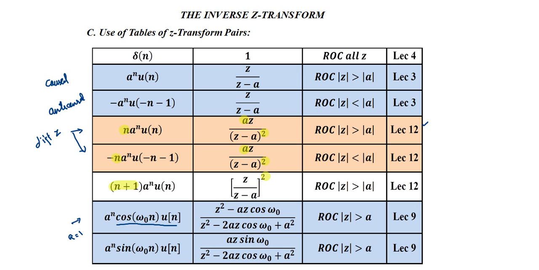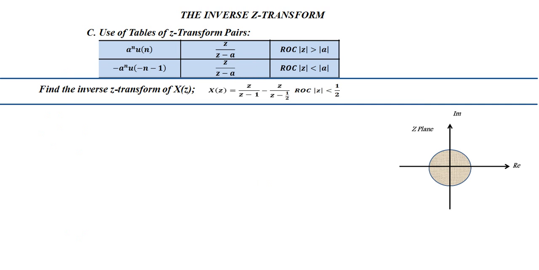Here the numerator you can see z square minus a z cos omega 0, but if it is sine, there is only one term, a z sine omega 0. In both cases the denominator will be the same. So at least you need to remember the table of these results to solve the problems or to find the inverse Z transform. Now we'll try some problems based on the concept, by using the table of transform pairs.